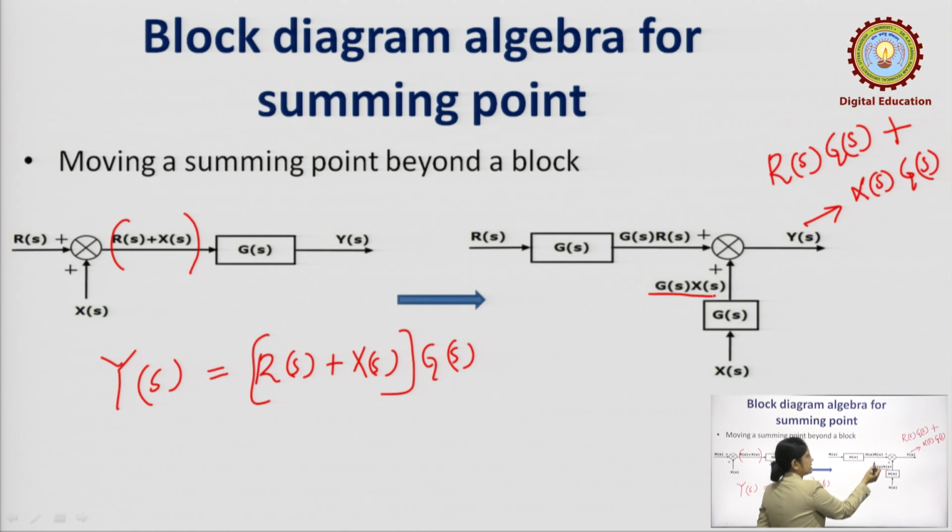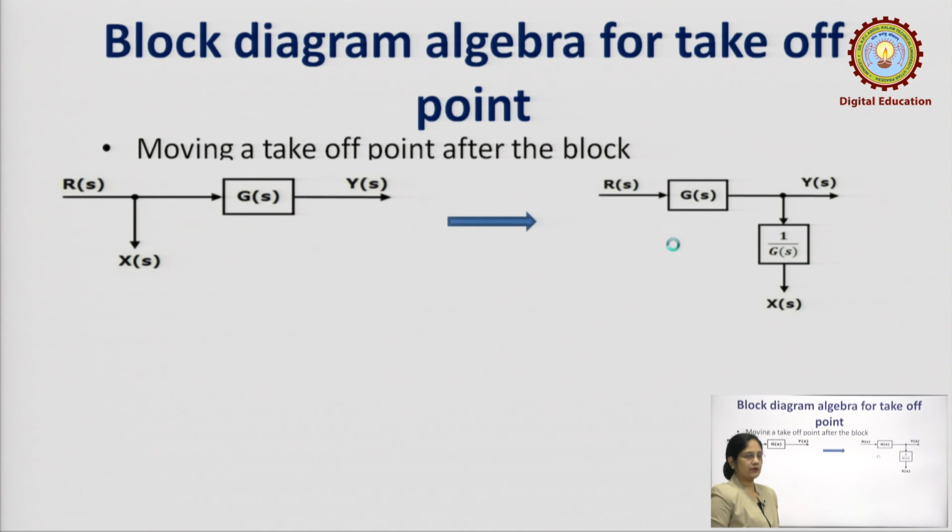So, we can see that the output Y(s) is the sum of G(s)R(s) plus G(s)X(s). This is how a summing point is moved beyond a block during block reduction. Next, let us see the takeoff point.